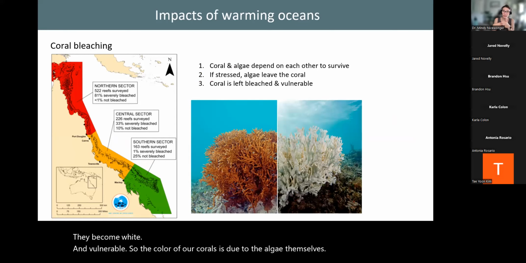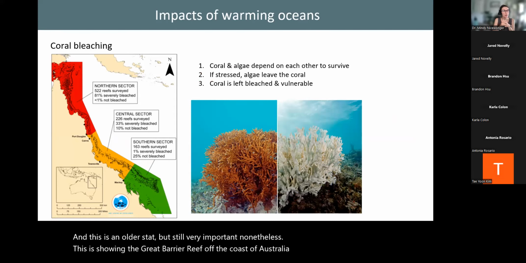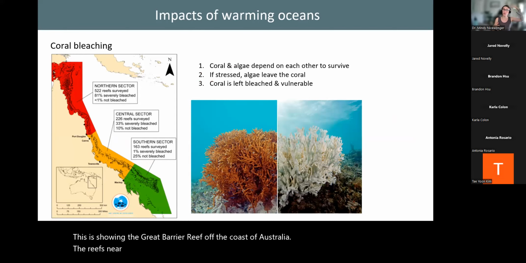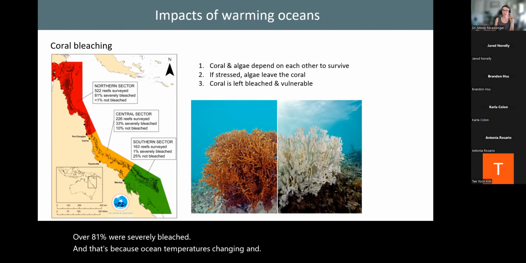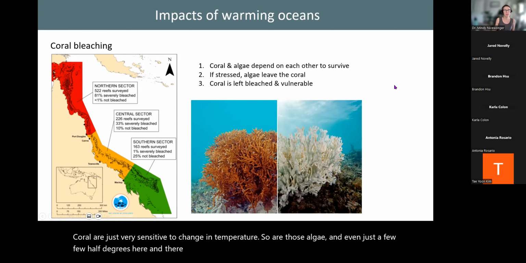This is an older stat, but still very important nonetheless. This is showing the Great Barrier Reef off the coast of Australia. The reefs near the equator, closer towards the tropics, when surveyed several years ago, over 81% were severely bleached. That's because ocean temperature is changing. Coral are very sensitive to change in temperature, and so are those algae. Even just a few half degrees here and there really make a difference.